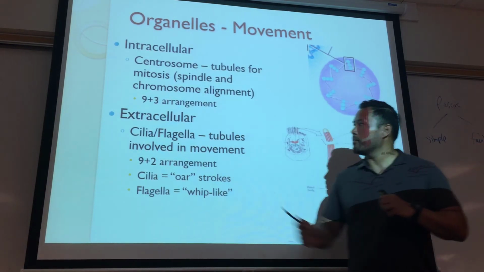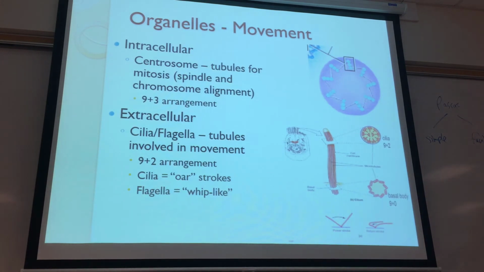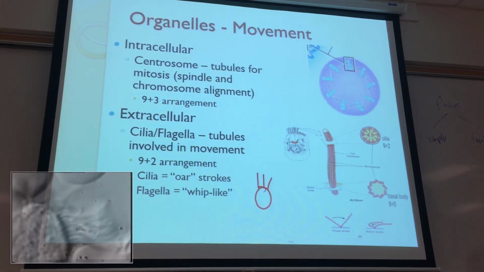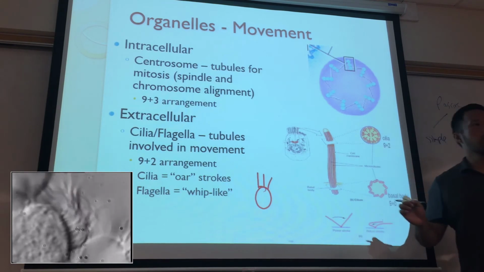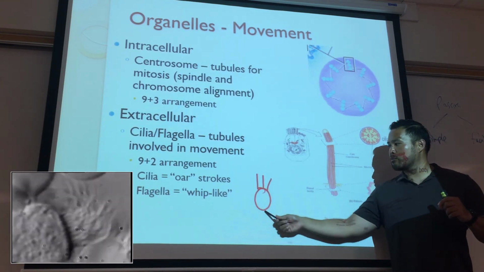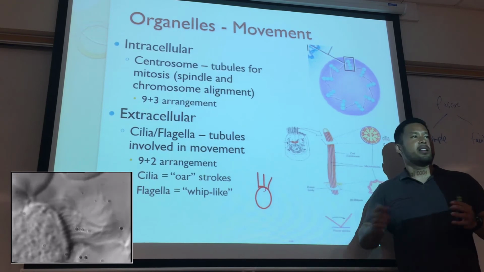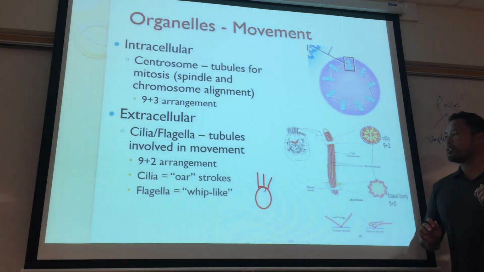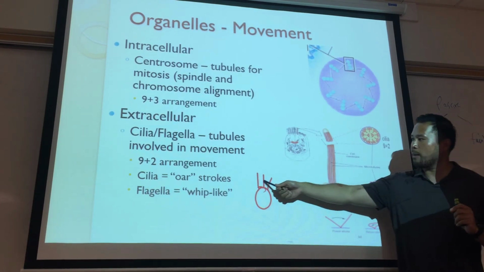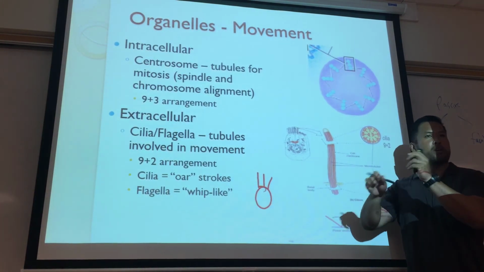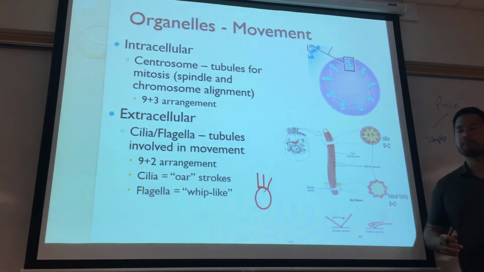Looking at extracellular, we have cilia and flagella, and these are things on the outside of the cell. Cilia are things on top of the cell that allow for oar strokes. They basically allow movement. When we get into our respiratory lecture, we're going to be able to see the epithelial cells that are exposed to the air. And we have cilia that allow movement, and what they do is they literally just move like this. Any stuff that doesn't belong gets captured by the cilia, and it gets moved away from the lungs.